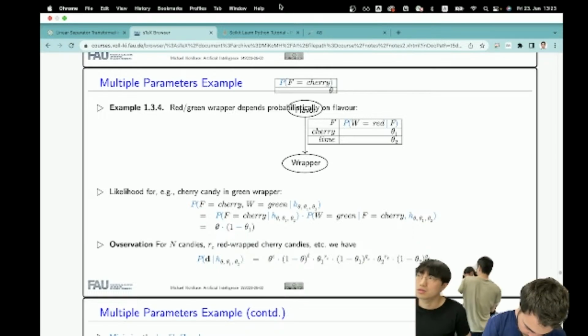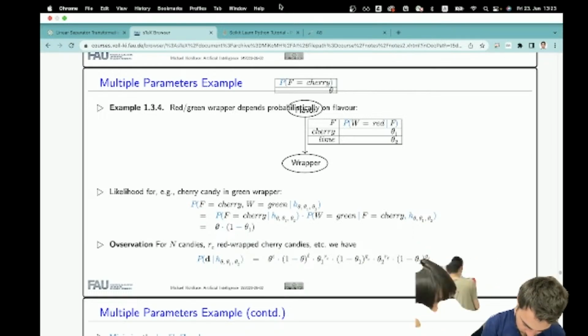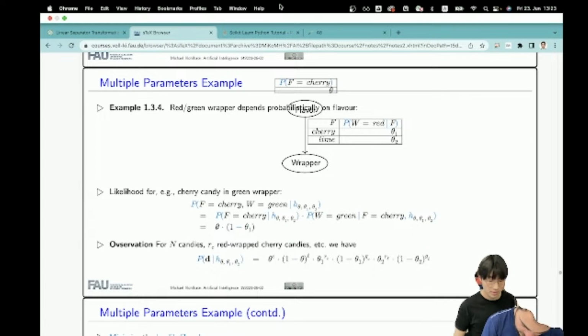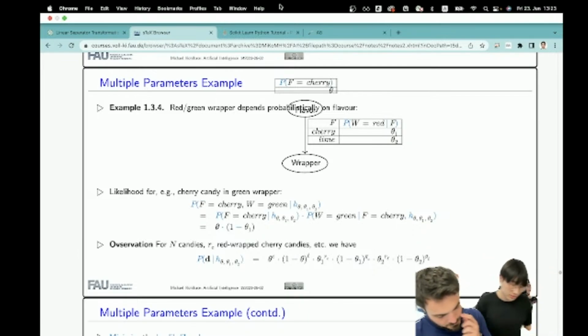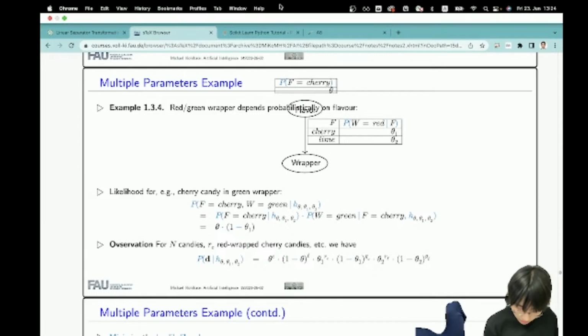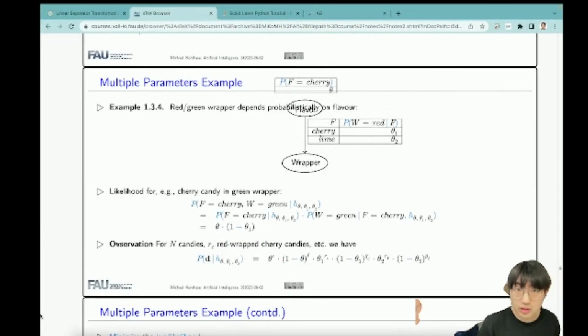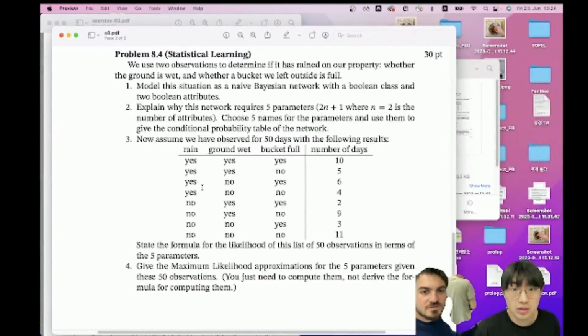Here it's correct. So 15 over 25, it's 3 over 5. 11 over 25 is 11 over 25. 16 over 25 is also 16 over 25. And 1 over 5. Okay, fine. What is the last part?